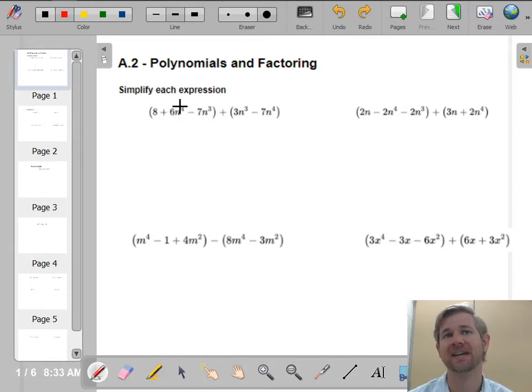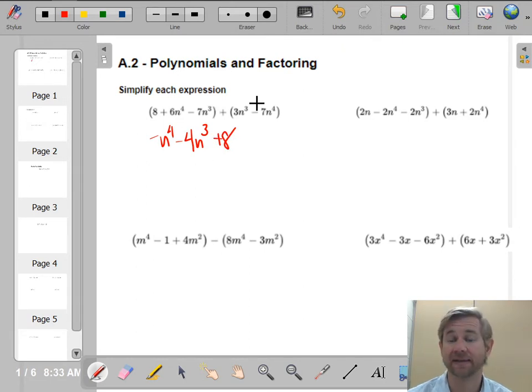You have 6n to the fourth and negative 7n to the fourth, so that would be negative 1n to the fourth. I'll just put minus n to the fourth. Then we'll do negative 7 and positive 3, that makes negative 4n cubed. And then you just have the plus 8 on the end. So you're just combining like terms, no big deal.